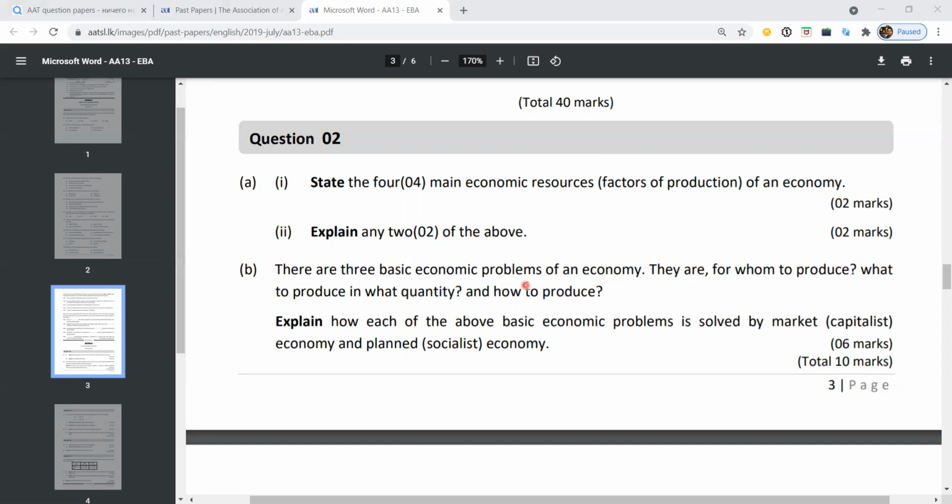Next question: the basic economic problems of an economy are for whom to produce, what to produce, in what quantity, and how to produce. We are supposed to explain how each of these economic problems is solved by a market economy and a planned economy. We'll start with the question of what quantity first.